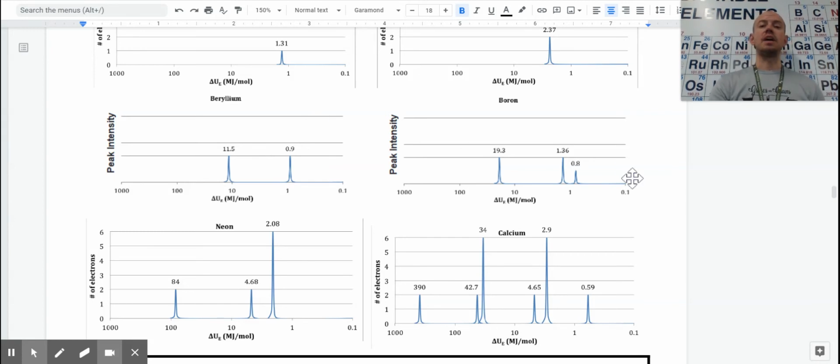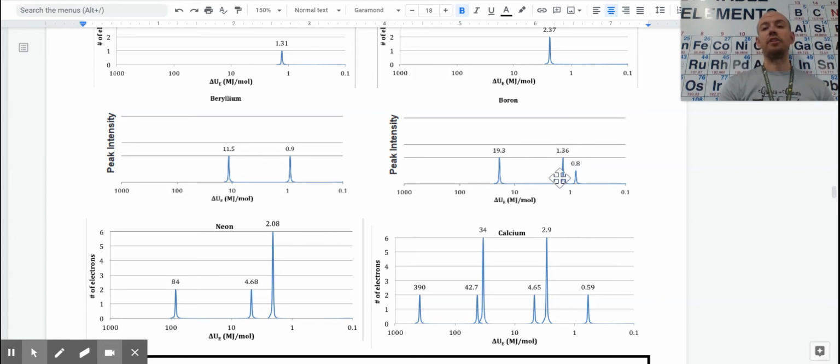Boron is next. Boron has a higher value here and a higher value here. The higher value in this case corresponds to a greater number of protons. The close electrons, rather than being attracted by 4 protons, are attracted by 5 protons. So we have a greater amount of energy needed to remove them.